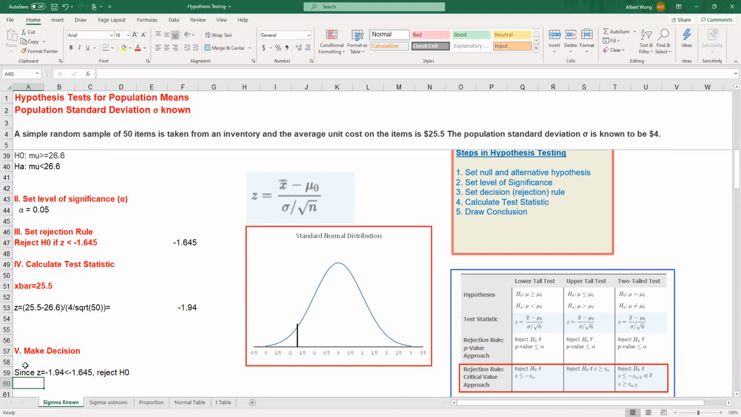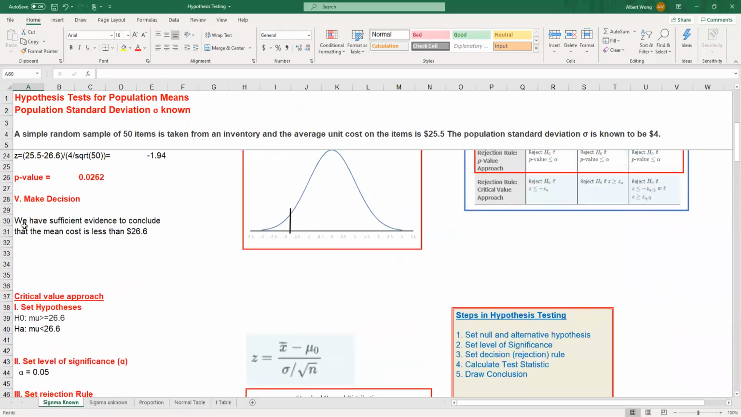So if we reject H0, what do we say? We say exactly the same as before, right? We say we have sufficient evidence to conclude.